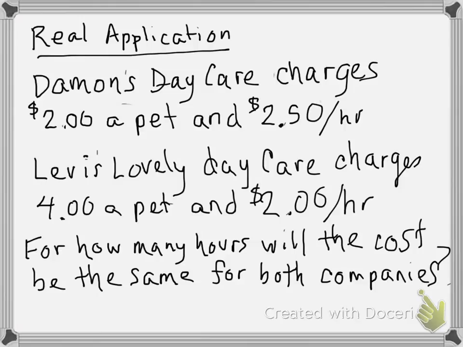So Damon's equation should be y equals 250x plus 2, because the 250 is happening over and over and over. Levi's should be y equals 2x plus 4.